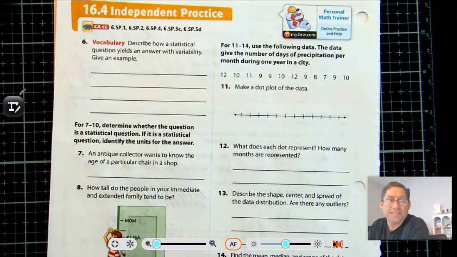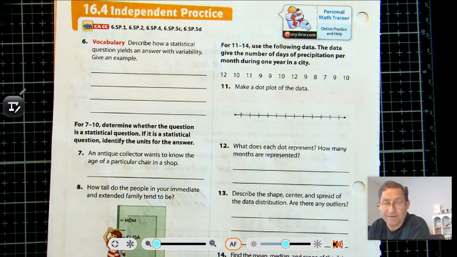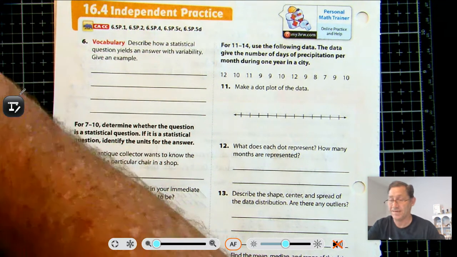Describe how a statistical question yields an answer with variability. Give an example. Remember when we were talking about wanting to know how tall a friend is? That wasn't variable because only one person's information was to be gathered. So a statistical question would involve data that varies.